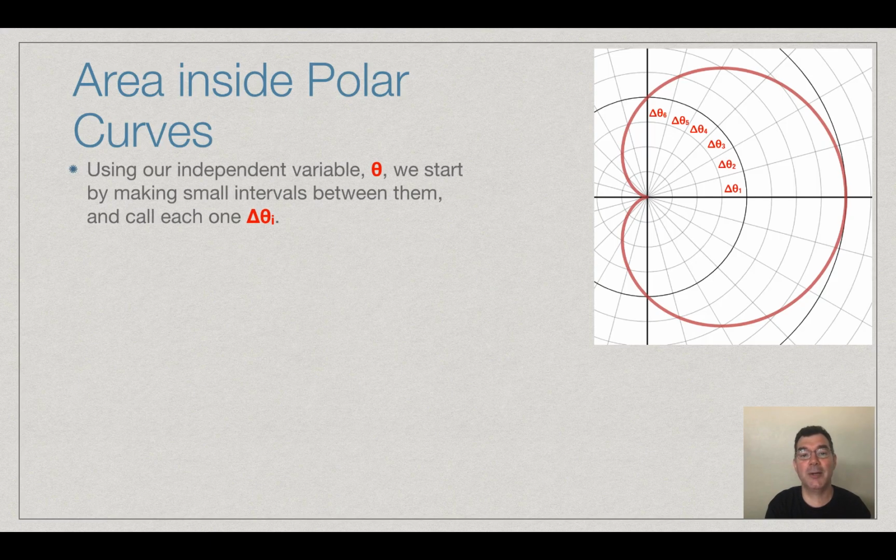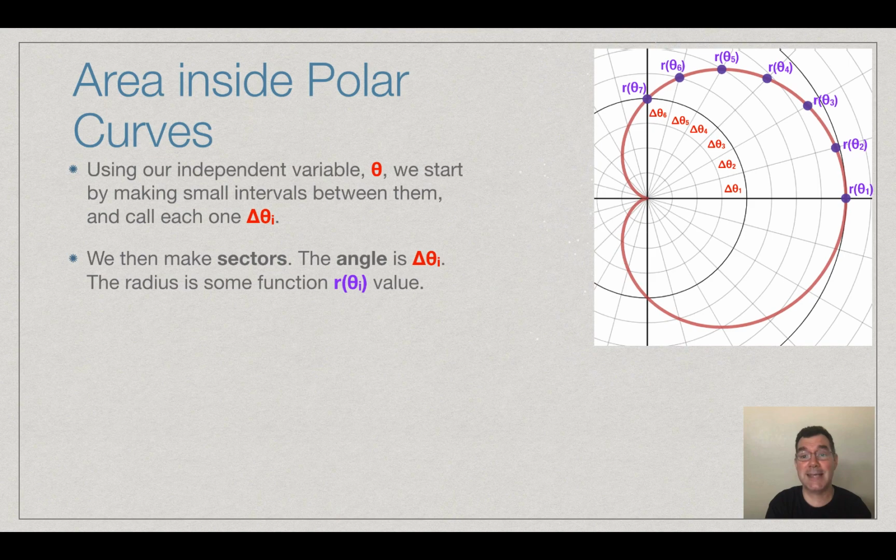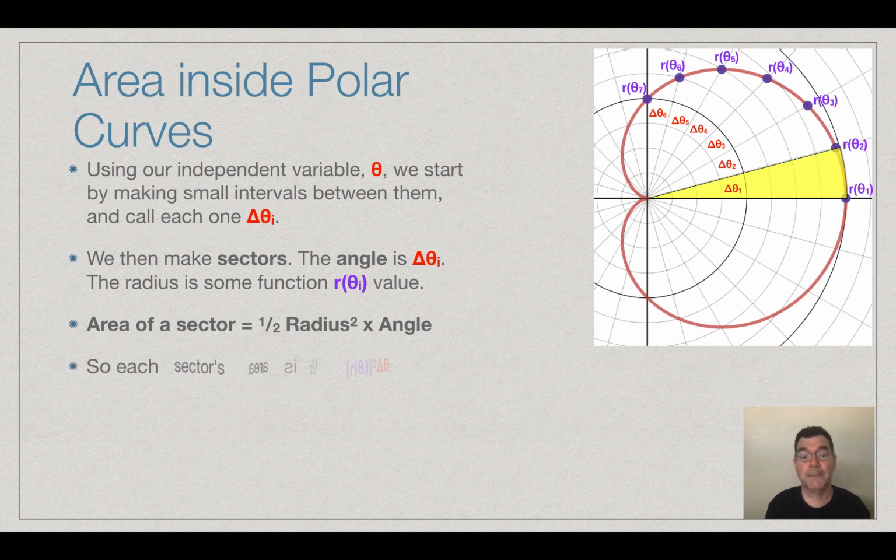Remember, our independent variable is now theta. So instead of a bunch of delta x's, we have a bunch of delta thetas. Those are a bunch of changes in the angle. Then what we do is we make sectors. The angle for each of those sectors is going to be delta theta, and the radius of that sector is going to be the function value. We have to remember that the area of a sector is 1/2 times the radius squared times the angle. In our case, that's 1/2 times r of theta squared times delta theta. That gets me the area of one sector.